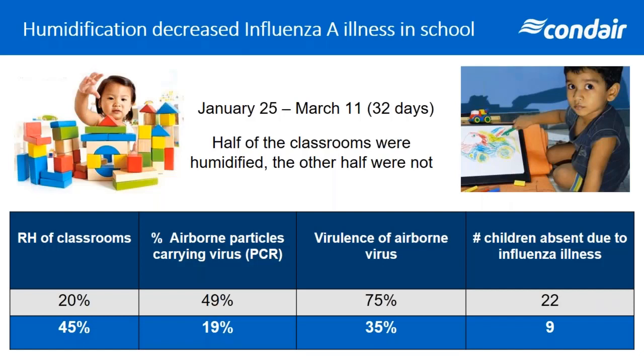And ultimately, and most importantly, the number of kids absent due to influenza was about a third in the humidified part compared to the non-humidified part. So that's huge. That affects not only the children, but their parents and the workforce. This was a great study because it was very well controlled, and the study's been repeated with the same results.